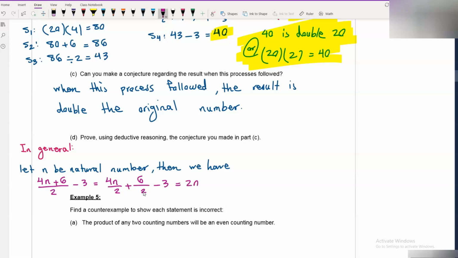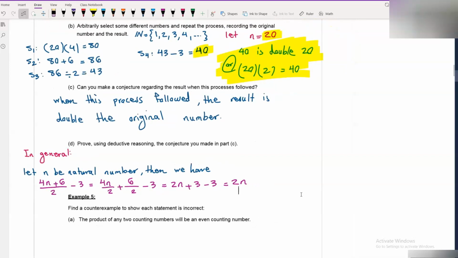4n divided by 2 is 2n. 6 divided by 2 is 3, minus 3. And subtract all these, here we have 2n. So again, for this part, using n first, now at the end we have 2 times n. So again, it is double. It's double the original number.